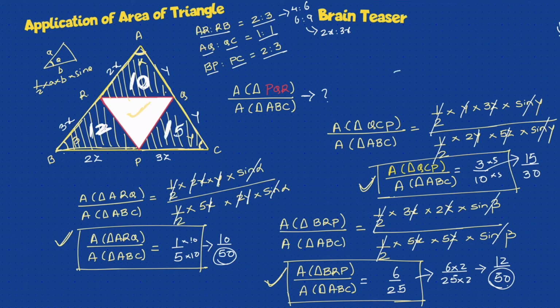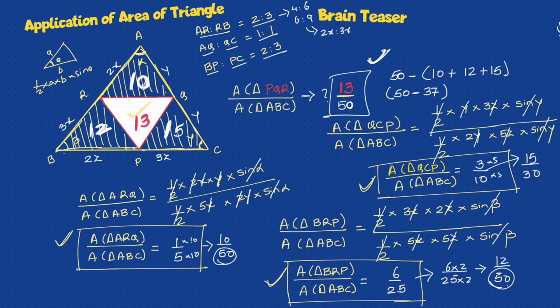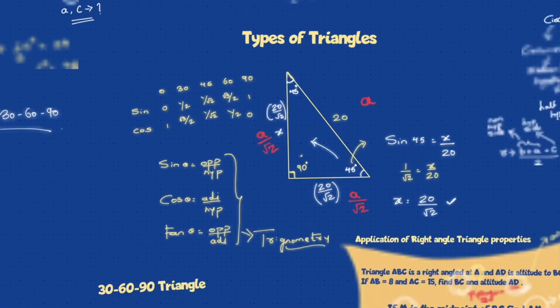Similarly, I'll say QCP is 15. That's it, subtract. ABC is 50, 50 minus 10, 12, 15. 10, 12, 15 is 37. 50 minus 37 is nothing but 13, and that will be the area of PQR. So area of PQR will be 13, considering area of ABC is 50, and that's how I get the answer to this question.